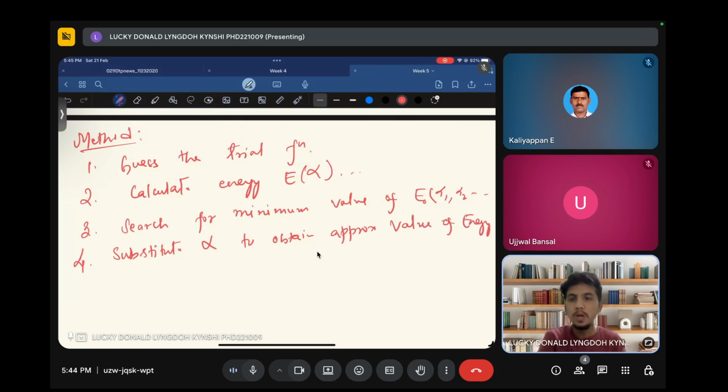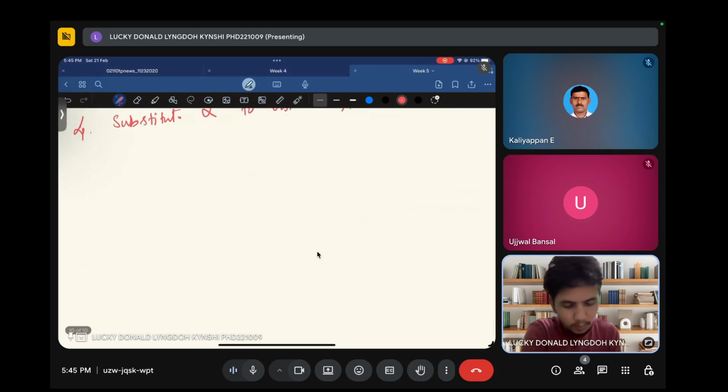So what you need to do is first guess a trial wave function. In most cases, a trial wave function is given to you. Then calculate the energy in terms of alpha. Then find the minimum value of E naught, and substitute back: for that minimum value of E naught you will have an alpha value, because E naught depends upon your parameter alpha. Substituting that alpha back into your energy term, you will get your approximate energy. So that is question number 1.